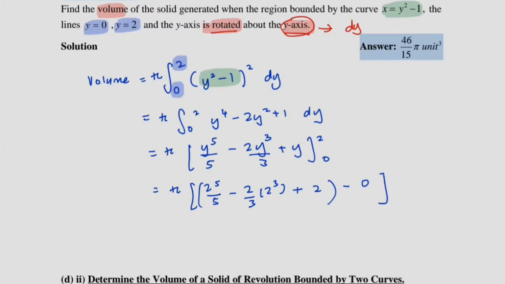But it's not always true all the time. For example, cos 0 is not equal to 0. So be careful with that. And also e power 0 is not equal to 0. So be careful if you have exponential and also trig terms when you substitute 0. Okay, now the final answer would be 46 over 15 pi unit cube.